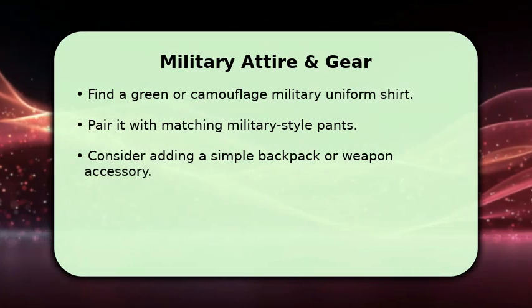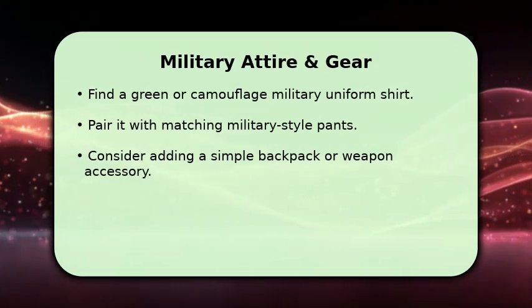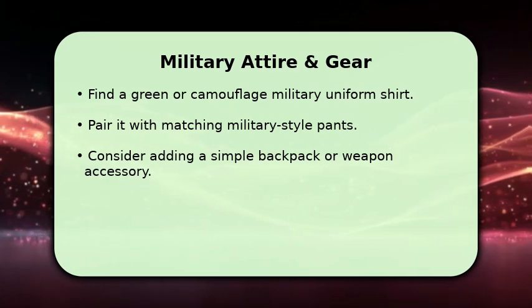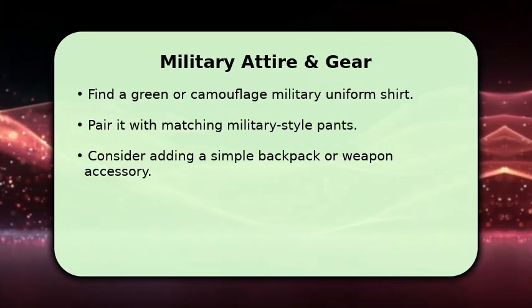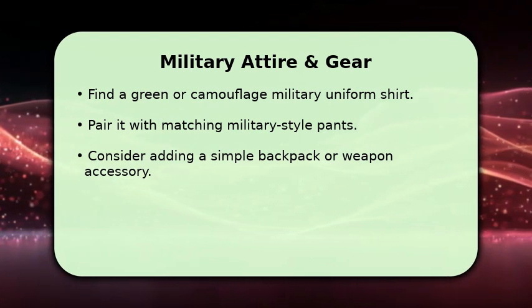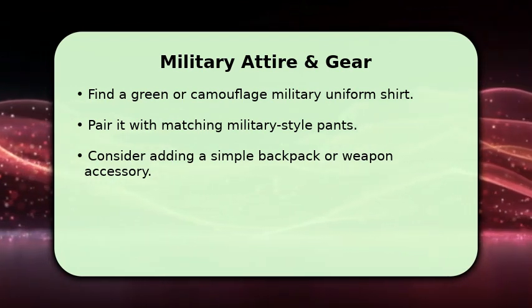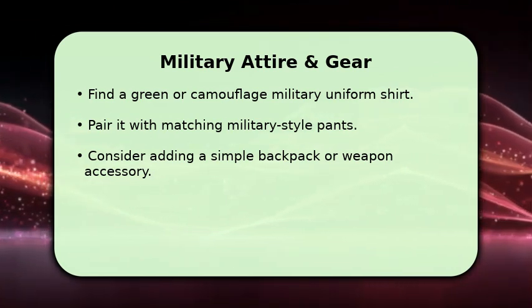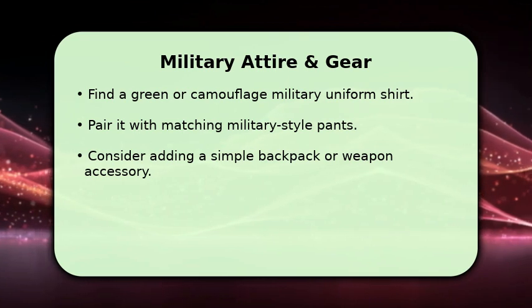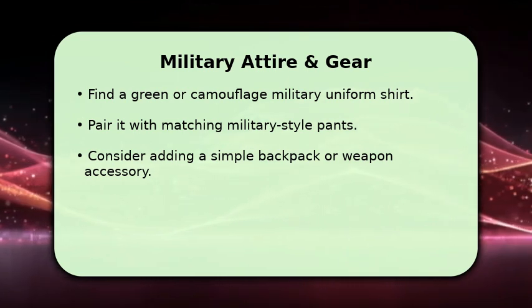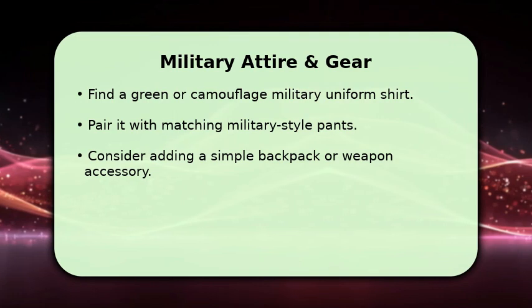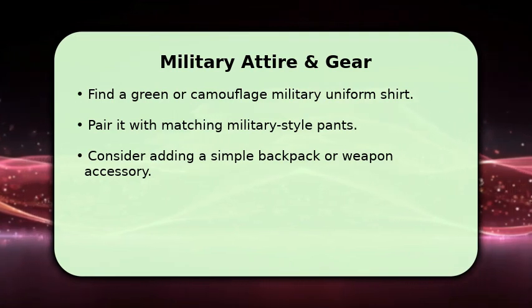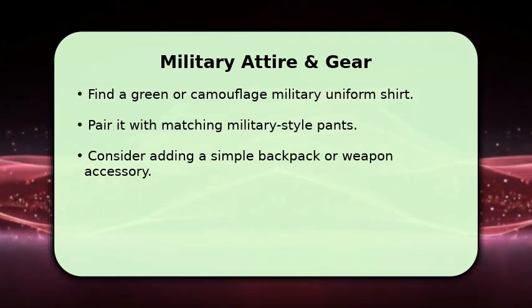Now, let's focus on the uniform. Search for a green or camouflage military-style shirt in the clothing section. There are many free and low Robux options available. Complement this with matching military pants to complete the basic outfit. To enhance the general feel, you might add a simple accessory like a tactical backpack or a toy weapon, if desired. Remember, simplicity often works best for this classic look.